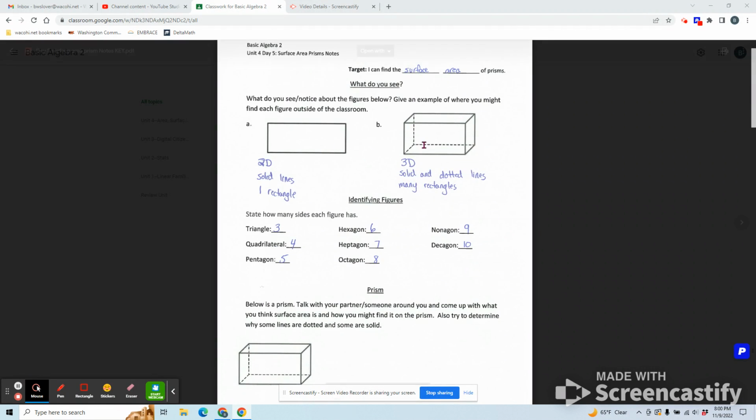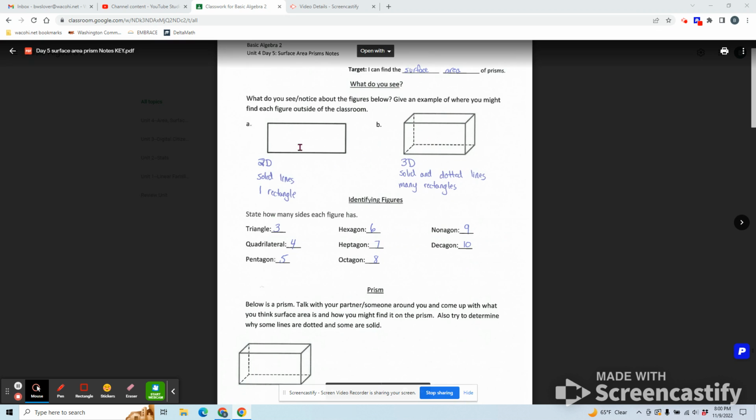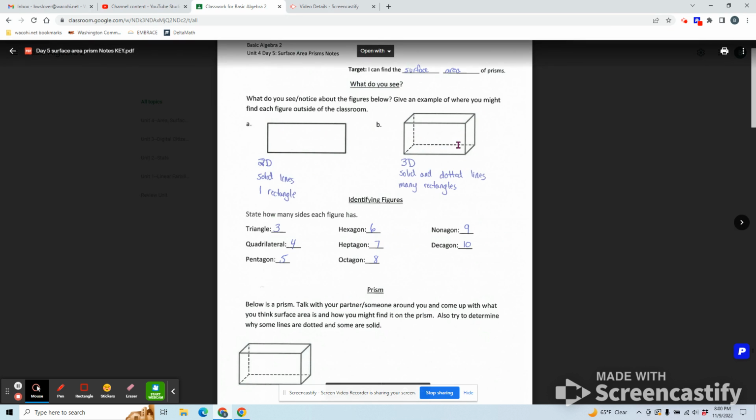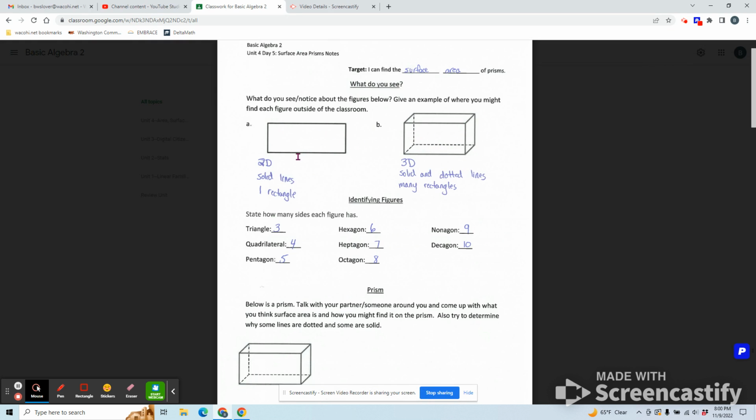Today we're going to talk about finding the surface area of a prism. So the first part is asking, what do we see? This one is a two-dimensional shape. This one is three-dimensional. It's got solid lines. It has both solid and dotted. It's got one rectangle, many rectangles. So that's what I was looking for on number one. And maybe you noticed other things that I didn't have listed, which is perfectly fine.